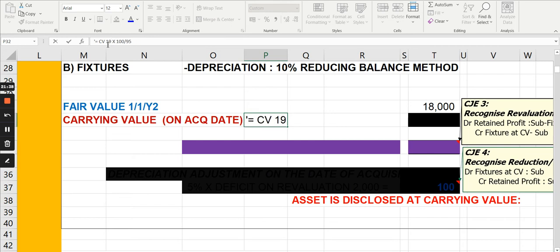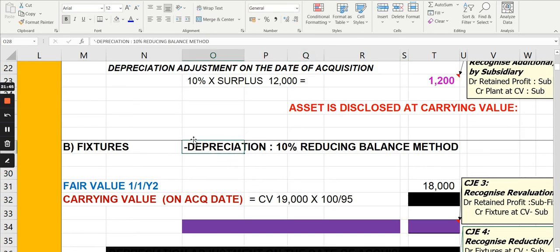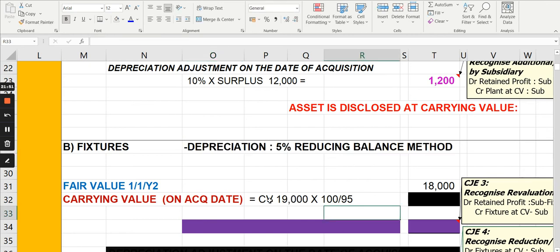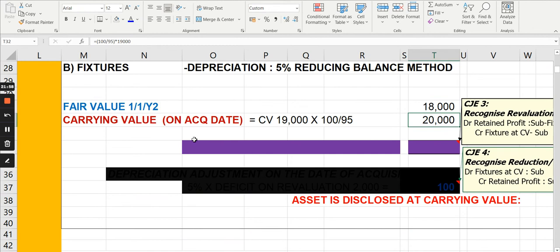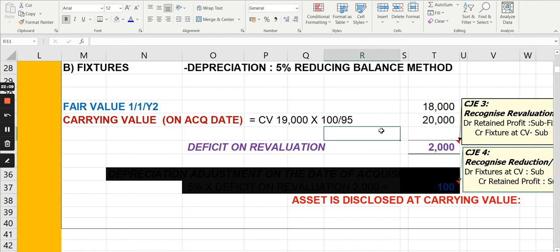by 100 over 95. What is 100 over 95? That one is because the depreciation is on 5% reducing balance method. So you gross up 100 over 95 and you will get 20,000. That 20,000 means this is a deficit. So deficit on revaluation arising on the date of acquisition was 2,000.